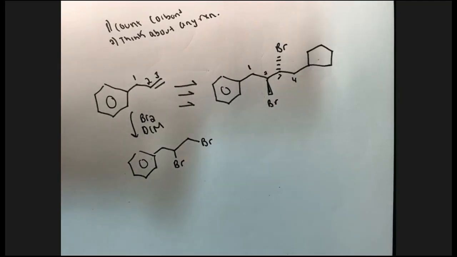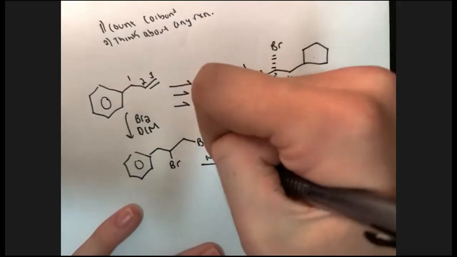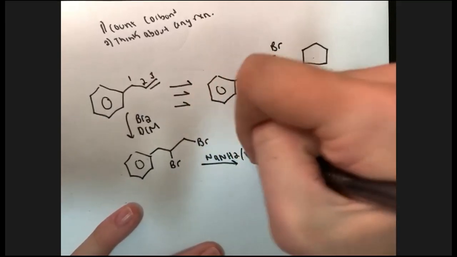And then, okay, how can I get to the alkyne? I still need to get to that alkyne. What do I need? I think I need that double dehydrohalogenation reaction, right? Yeah, there you go, that double dehydrohalogenation, NaNH2 again, okay? Yeah, I like that. So basically here is the NaNH2, NH3.